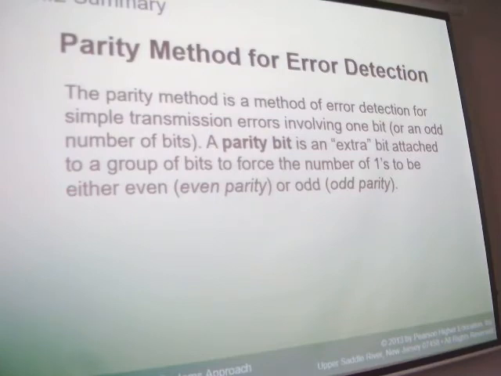The parity method is a method of error detection for simple transmission errors involving 1 bit. A parity bit is an extra bit attached to a group of bits to force the number of ones to be either even or odd.